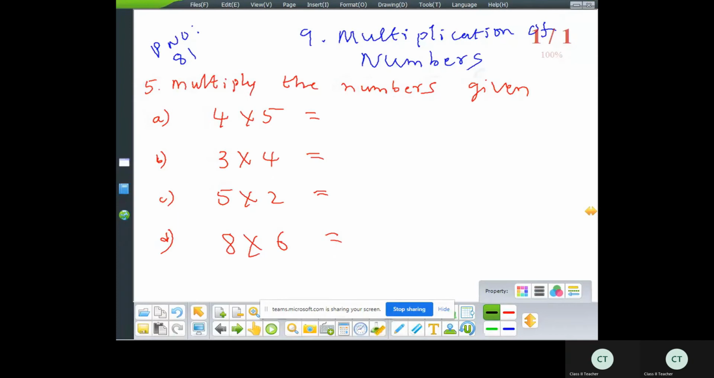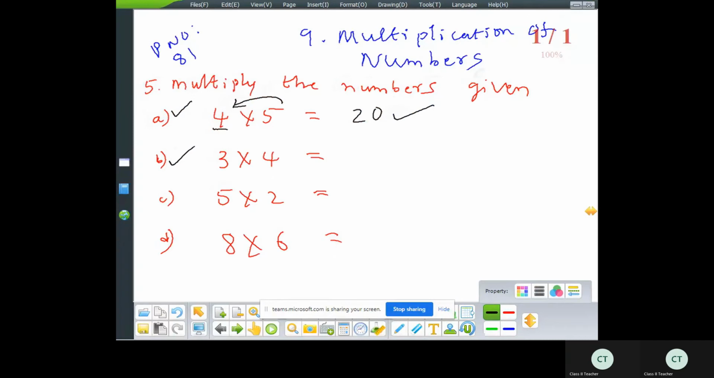Okay, children, multiply the numbers given. First one is 4 5s are 4 times of 5. Now 4 1s are 4, 4 2s are 8, 4 3s are 12, 4 4s are 16, 4 5s are 20. Or 5 times of 4 also. Means 5 ones are 5, 5 twos are 10, 5 threes are 15, 5 fours are 20. Yes. Now question B.